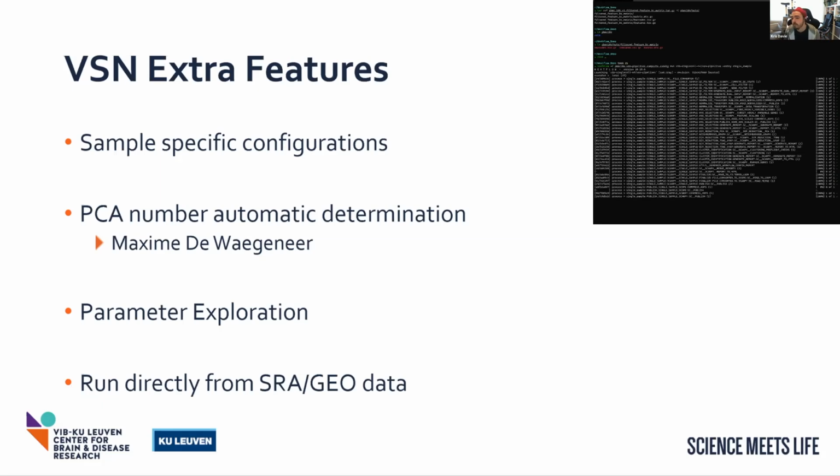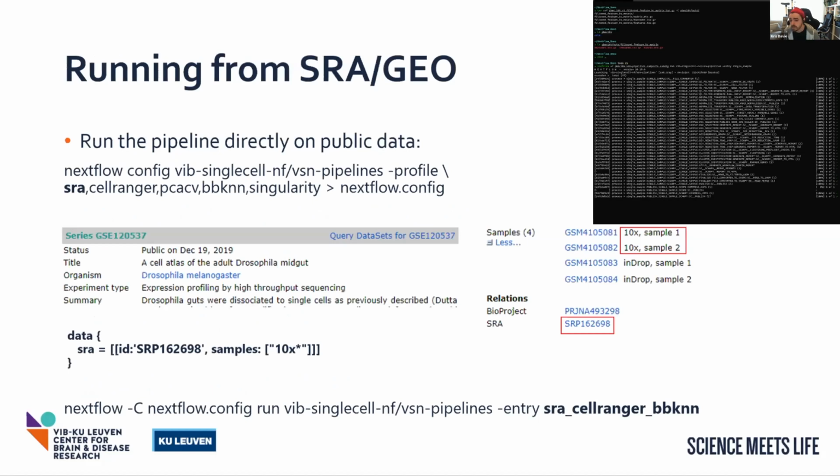And you can run directly from SRA or GEO data. And there's an example, a very quick overview of how you would do that here. For example, this is a cell atlas from the Drosophila midgut. You can see there's 4 samples listed on the right. 2 of these are 10x, and you can see the SRA project number showing up in red here. By adding the SRA profile when you generate the config, and by defining your data in this manner, you give a list where the ID is the SRP number and the samples can be a glob. So in this case, we just say 10x star.